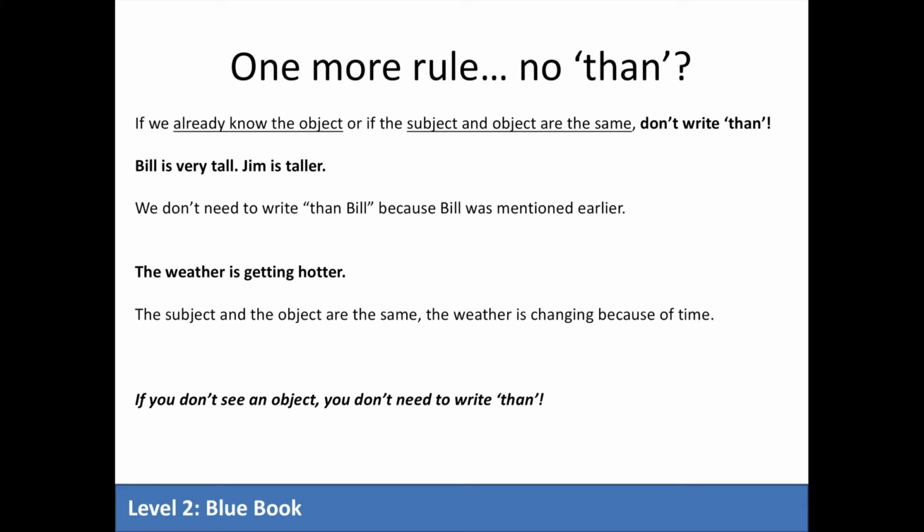So now, finally, the last rule for the comparative adjectives. If we already know the object that we're comparing, or if the subject and object of comparison are the same, we don't need to write than. Here are some examples. Bill is very tall. Jim is taller. Again, in this example, because I know I'm comparing Jim to Bill, I don't need to write than.